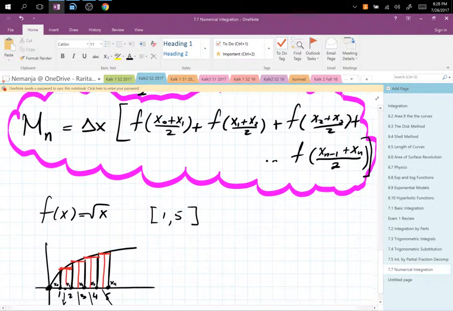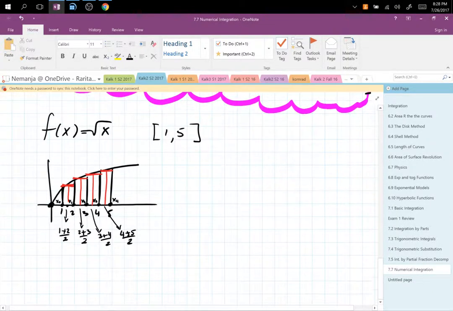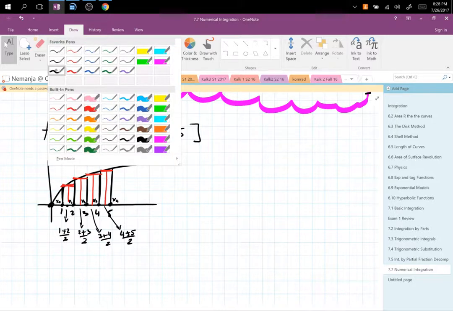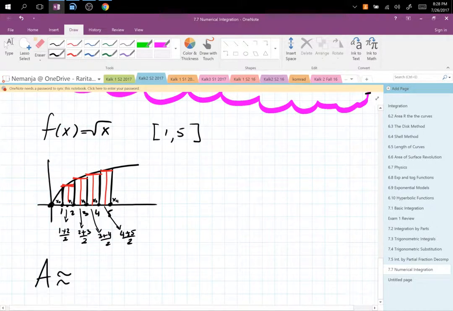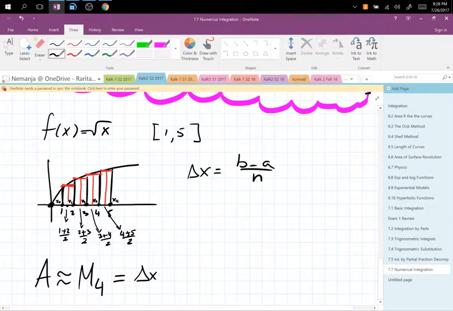All right, so let's take a look. So area is approximated by M4 in this case, the midpoint rule with 4 rectangles. We also see that delta x is 1, right? If you don't remember the formula from your Calculus 1, delta x is b minus a over n. A and b are the interval, so that's 5 minus 1, and n is the number of rectangles, which is 4. So delta x is 1.